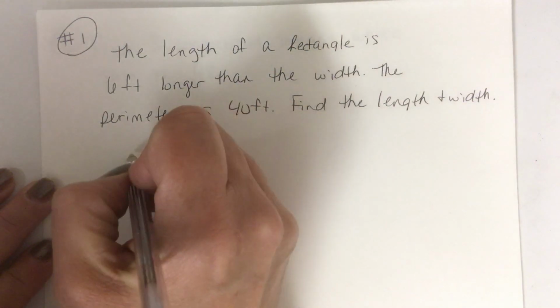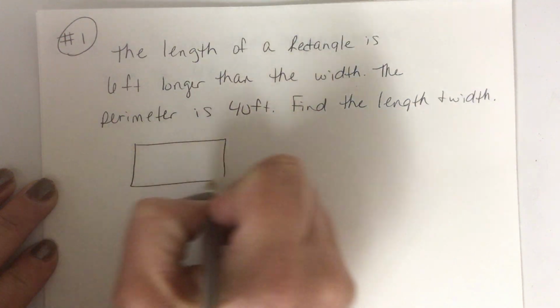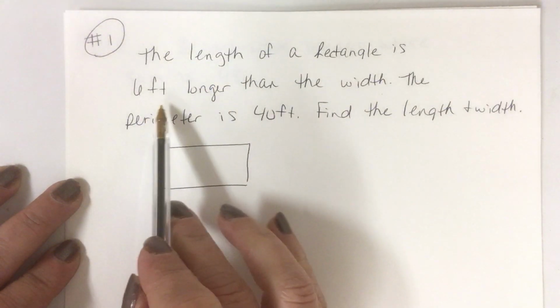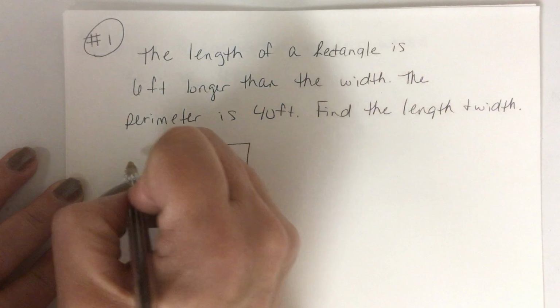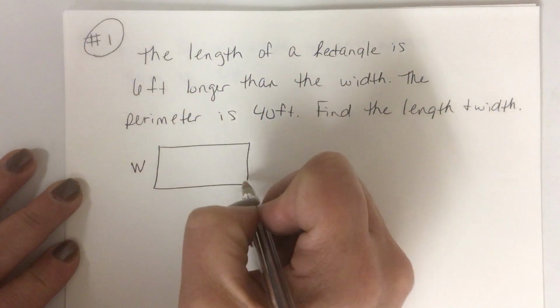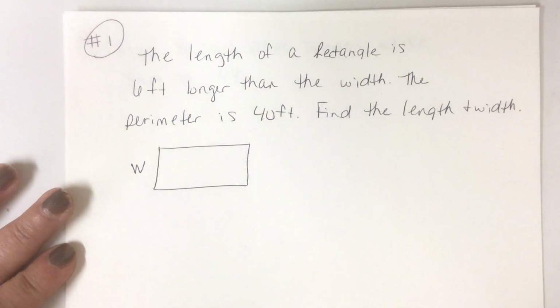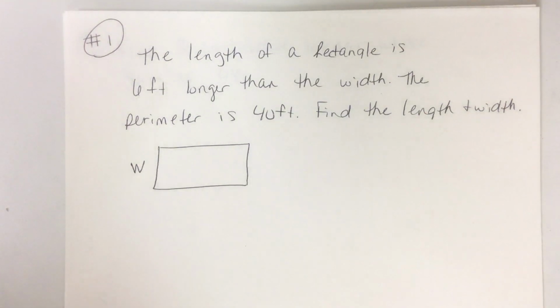So the first thing you're going to do is draw a picture of your rectangle. Now it says the length is 6 feet longer than the width. So you're going to call the width something. I would call it W. You could call it X, or just pick whatever letter you like. It can be your first initial, it doesn't matter.